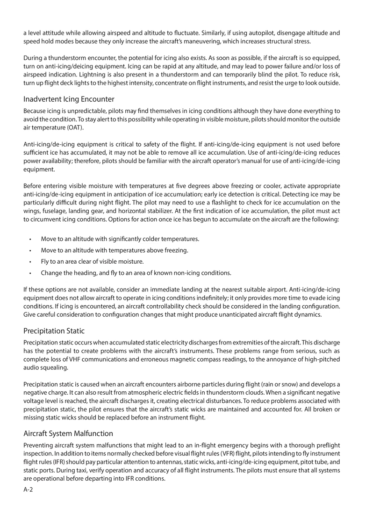Aircraft system malfunction. Preventing aircraft system malfunctions that might lead to an in-flight emergency begins with a thorough pre-flight inspection. In addition to items normally checked before visual flight rules, VFR, flight, pilots intending to fly instrument flight rules, IFR, should pay particular attention to antennas, static wicks, anti-icing/de-icing equipment, pitot tube, and static ports. During taxi, verify operation and accuracy of all flight instruments. The pilots must ensure that all systems are operational before departing into IFR conditions.